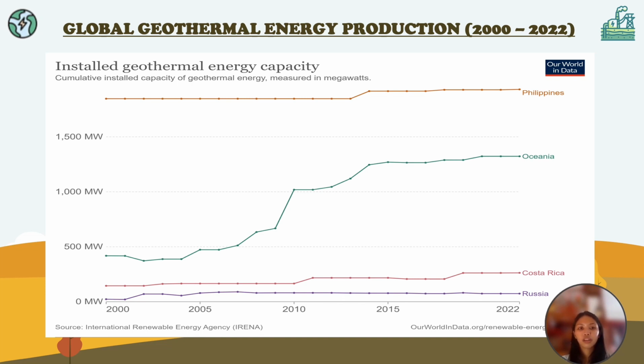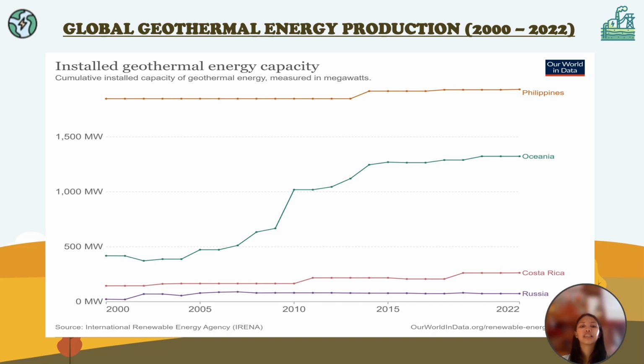So next is Oceania as a region, represented by the green line. As a region, it encompasses several island nations, including New Zealand and smaller Pacific islands. Geothermal energy production in Oceania has likely been influenced by New Zealand's active utilization of geothermal resources. The data may show an overall increase in geothermal energy production in the region, driven by both New Zealand and other Pacific island nations exploring geothermal energy as a sustainable energy source.